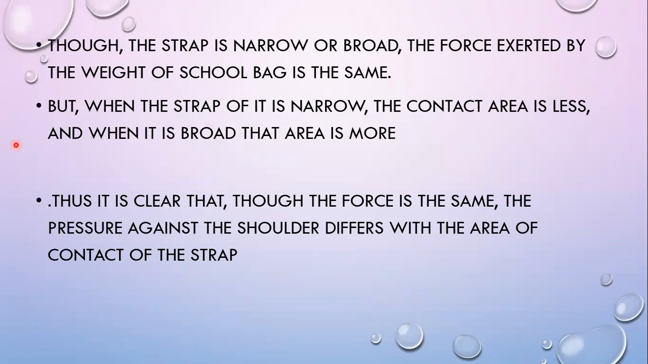Whether the strap is narrow or broad, the force exerted by the weight of the school bag is the same because the two school bags have equal weight. But when the strap is narrow, its contact area is less, and when it is broad, that area is more. Thus, it's clear that though the force is the same, the pressure against the shoulder differs with the area of contact of the strap.